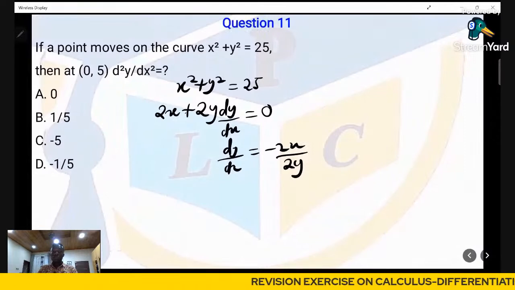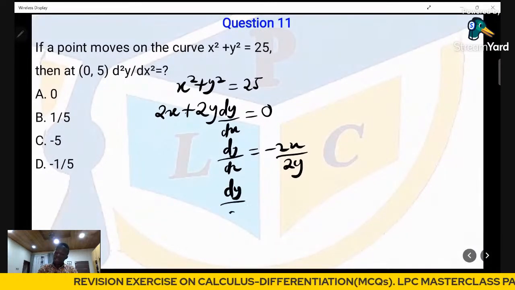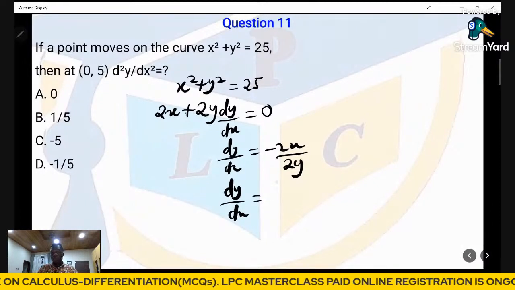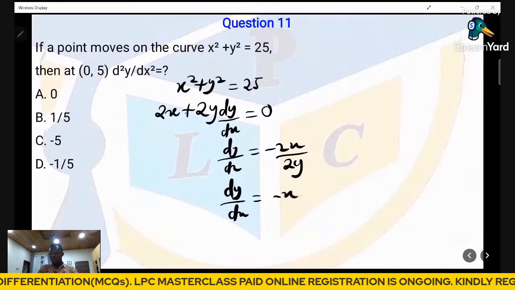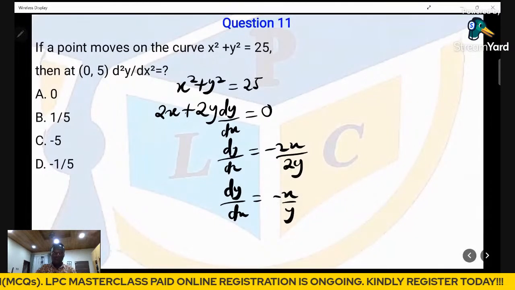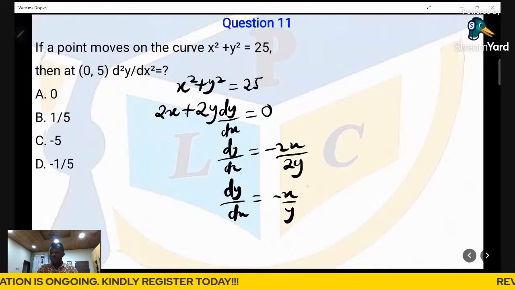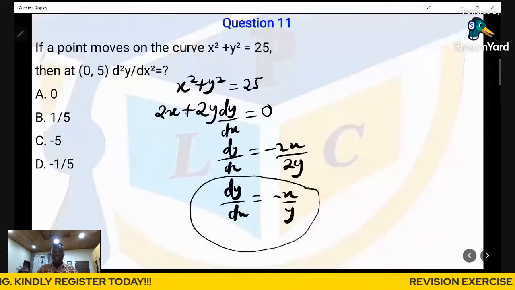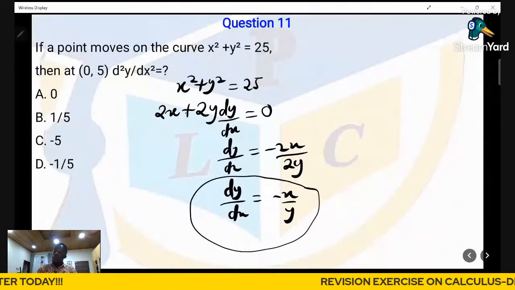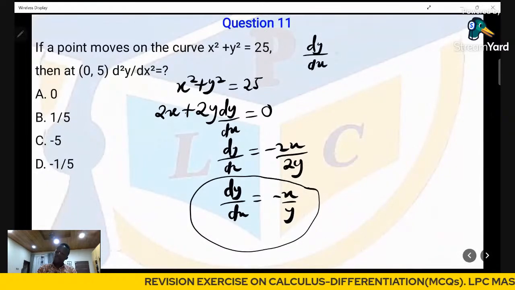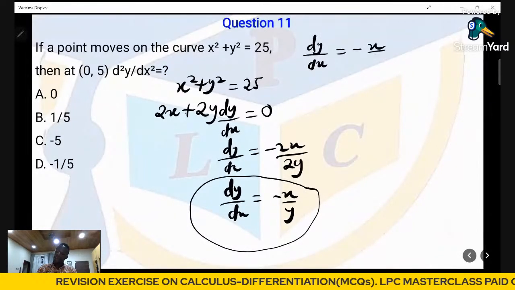And I'm getting negative 2x over 2y. Remember, I can also reduce this to simplest form by saying that dy over dx is equal to, 2 cancels 2, I'm left with negative x over y. Negative x over y. But that's not what we are asked to find. We are asked to find d squared y over dx squared. So once we are done with the first differential, we move on to differentiate this function again. So we have dy over dx equal to negative x over y.